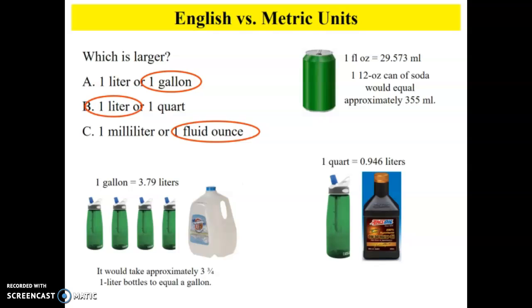And then 1 fluid ounce is quite a bit bigger. It's actually almost 30 times bigger. So it takes about 30 milliliters to make 1 fluid ounce. So 1 milliliter is quite small. So our beakers that we use in here, and a lot of the pipettes and droppers, pretty much everything is milliliters. So we'll be using that a lot this year.